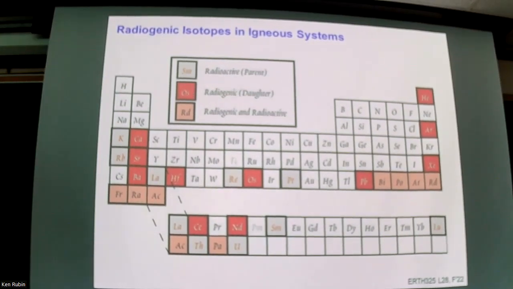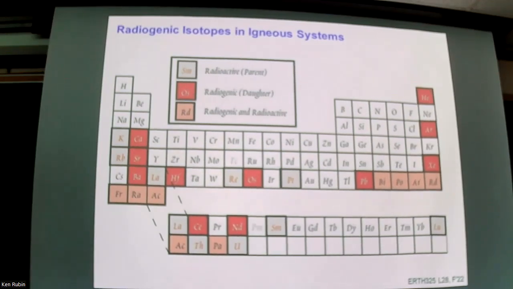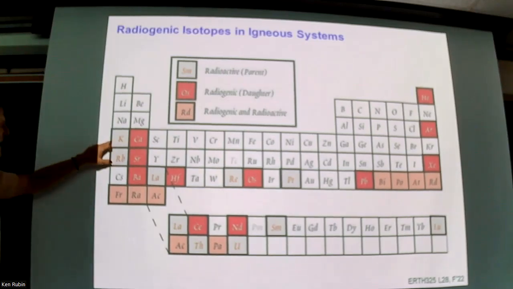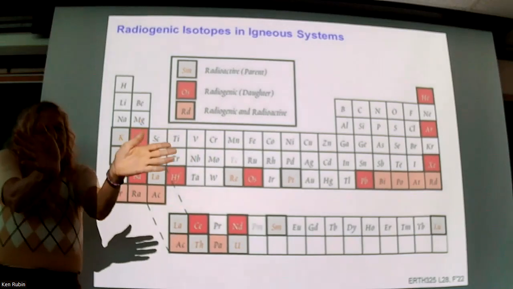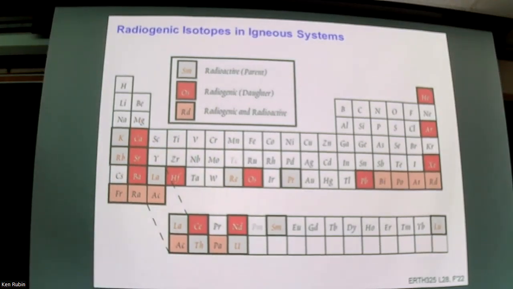There are a few cases where you can make the same isotope from two different parents, but there are cases where you can make two different daughters from the same parent. For instance, potassium-40 can decay into both calcium-40 and argon-40. It's got two different pathways. So that we find, but we don't find so much of the opposite.